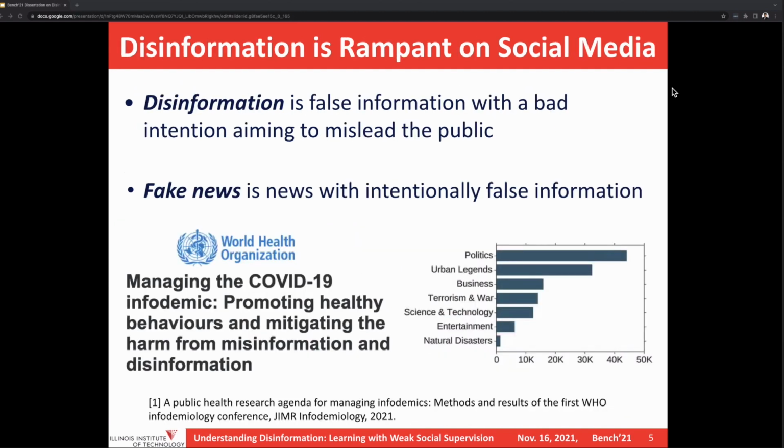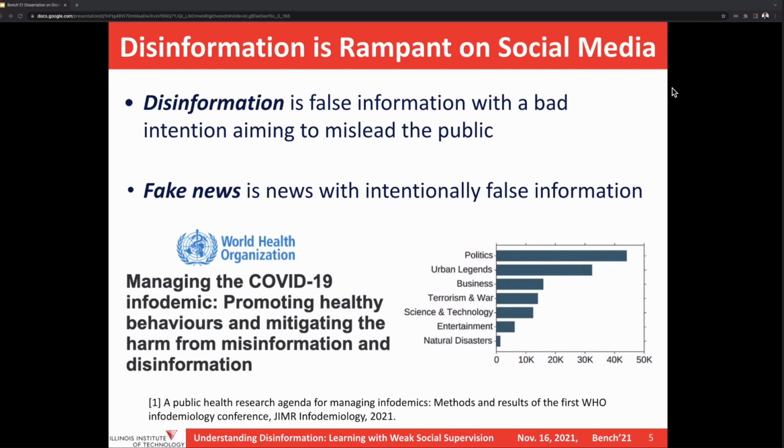However, social media is like a double-edged sword. It also enables the widespread of disinformation, including fake news. Disinformation is commonly referred to as false information with a bad intent to mislead readers. And fake news is one example of disinformation, indicating news that is intentionally false.